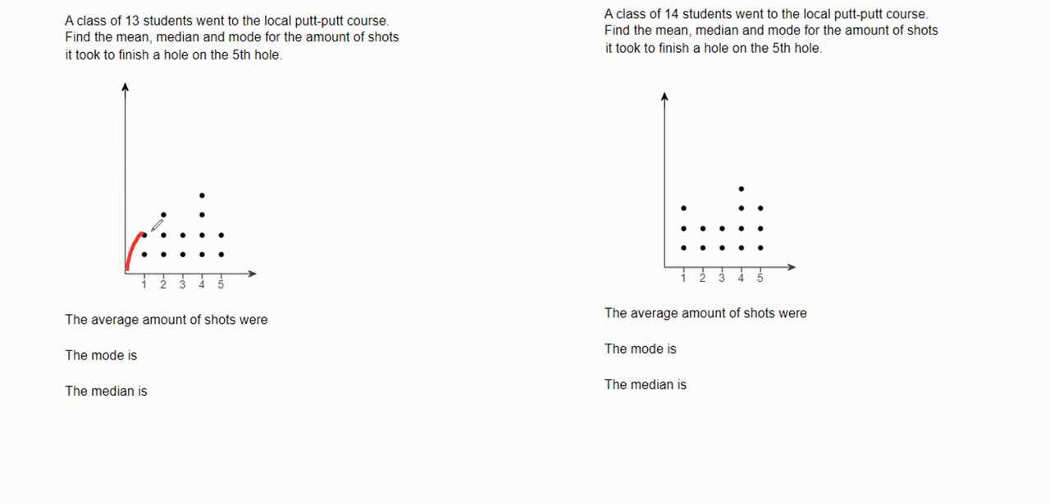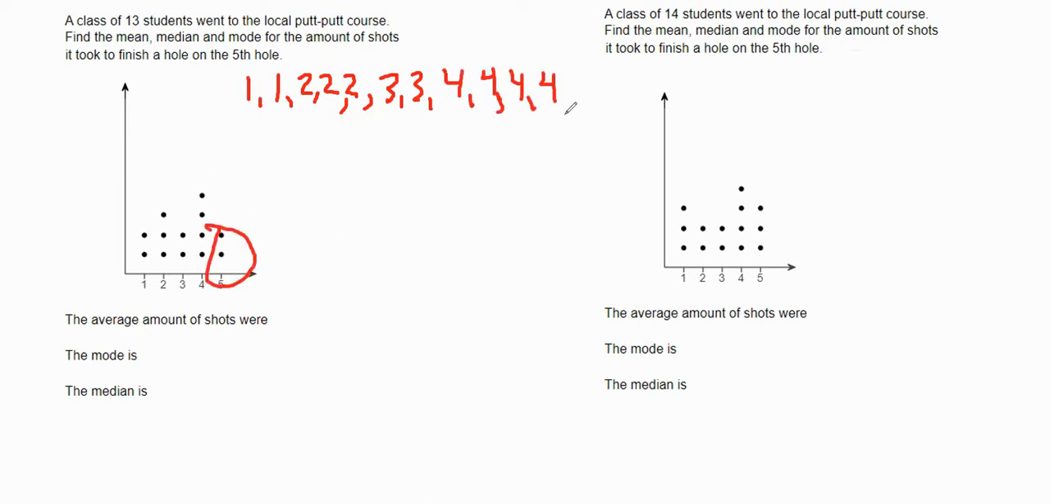So this means that 2 students got a hole in 1. So we just write this out, 1, 1. 3 students, it took 2 shots to get. Then it took 2 students 3 shots to achieve the score. 4 students scored a 4 on it, and 2 students got a 5 on it. And just from looking at it, we can tell that the mode is 4, that came up the most.